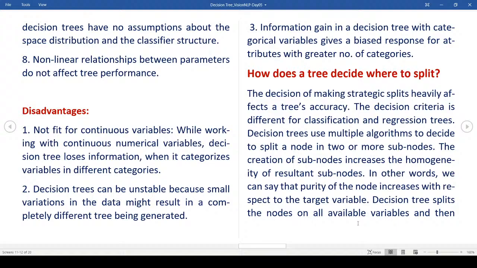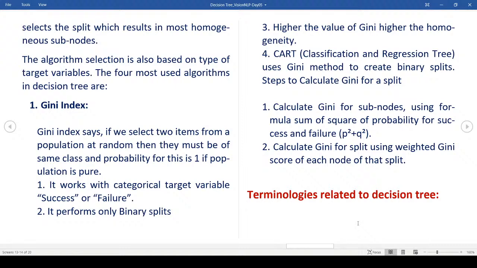Right? So this is just the theory part. You can just have a look at it. So yeah, this is what I was talking about, the Gini index. Gini index says that if we select two items from a population at random, then they must be of the same class, and the probability for this is one if the population is pure. It works with a categorical target variable like success or failure, yes or no. It performs only binary splits, and the higher the value of Gini, the higher the homogeneity. CART is classification and regression tree.